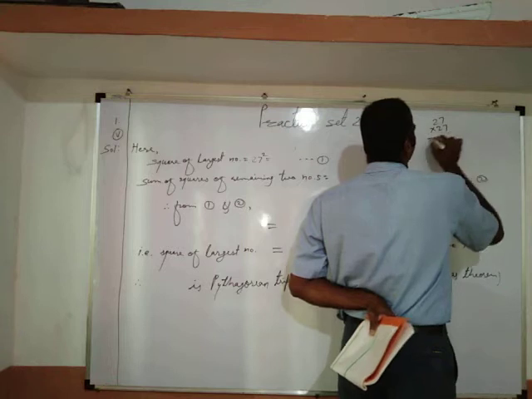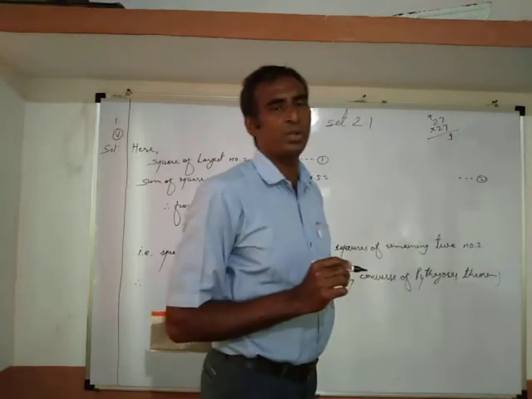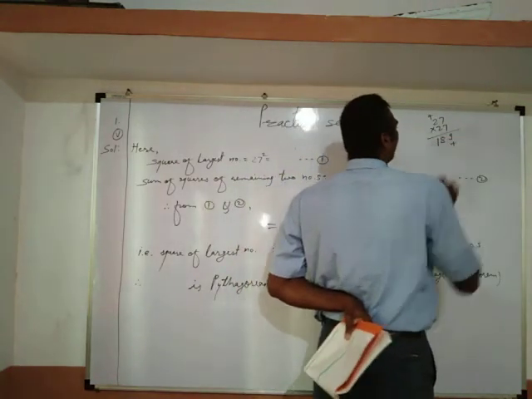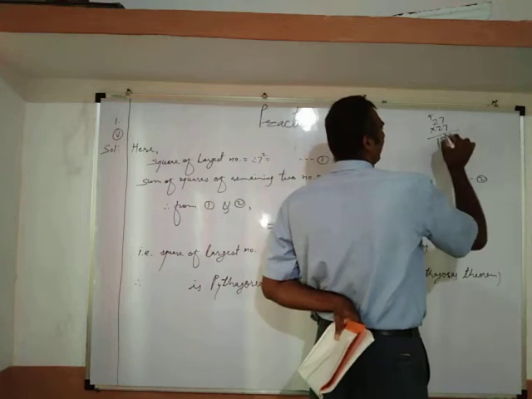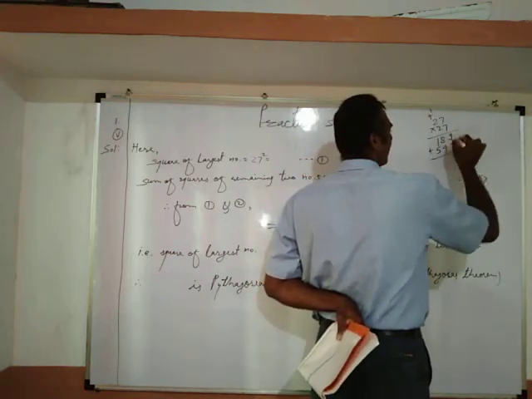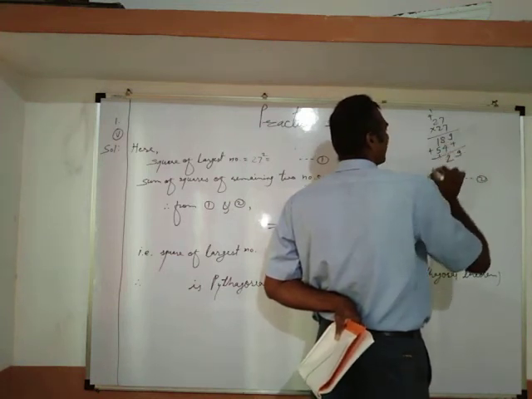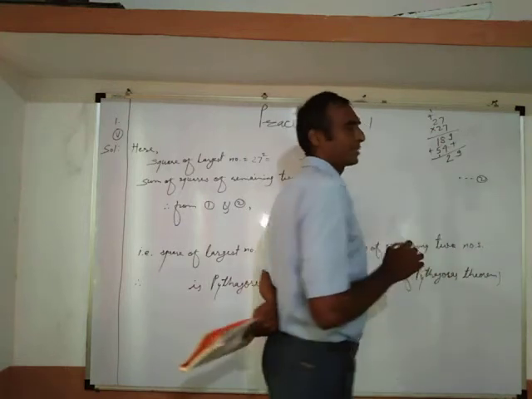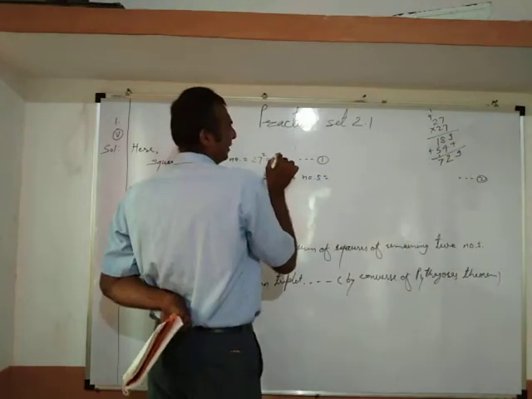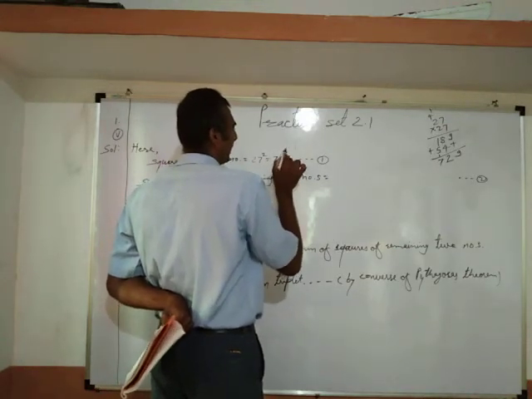27 into 27. 7 7s are 49, carries 4. 7 2s are 14, 14 and 4, 18. Okay. 2 7s are 14, carries 1, 2 2s are 4 and 1, 5. Let's add these numbers. 9 plus 0 gives us 9. 8 plus 4 gives us 12, carries again 1. 1 plus 5 is 6. 6 and 1, 7. Means that the sum is 729. Square of 27 is 729.